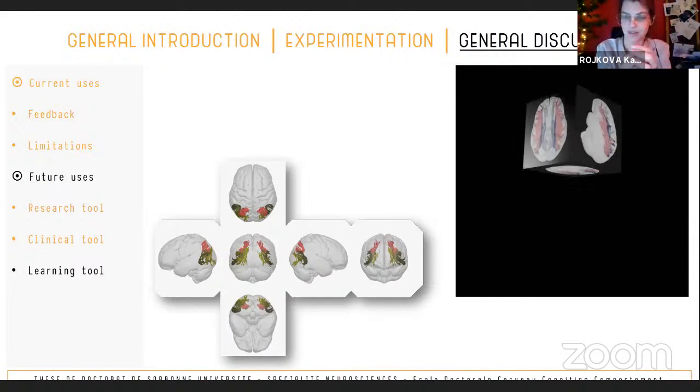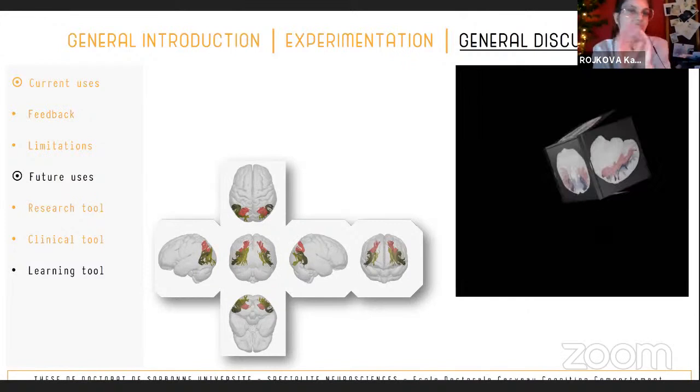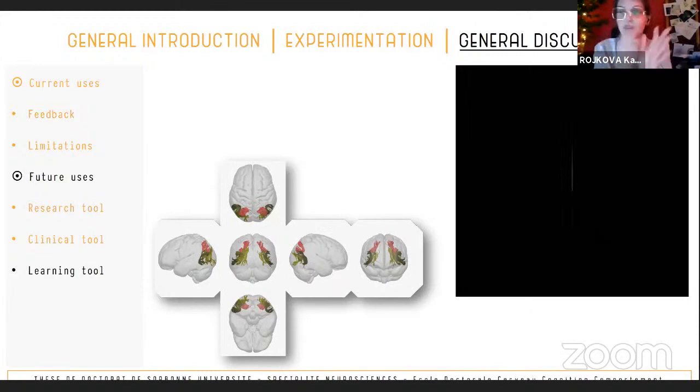You can have the two halves of a brain. You can imagine everything, slices, various cubes, a piece of paper in a book, in a paper, in a journal. Very practical idea with very interesting effects.